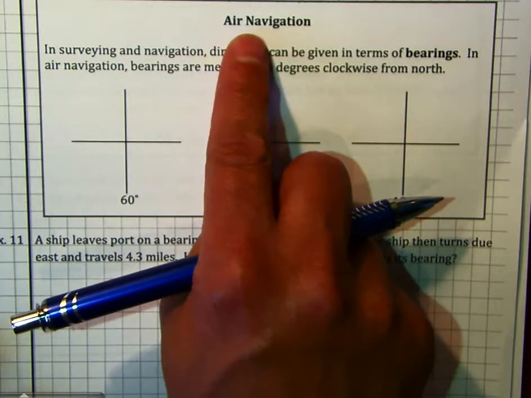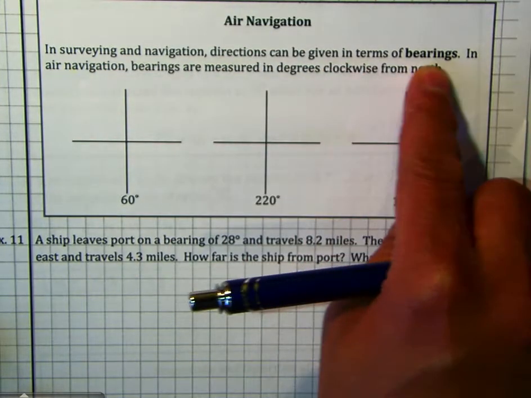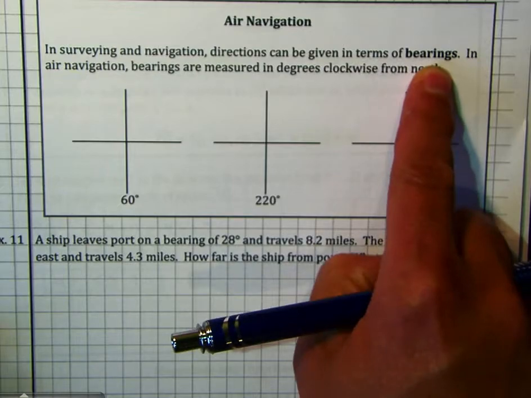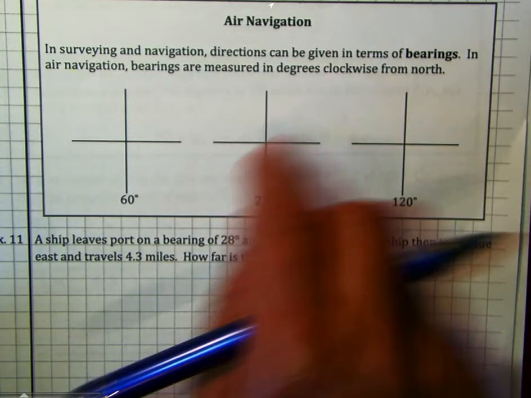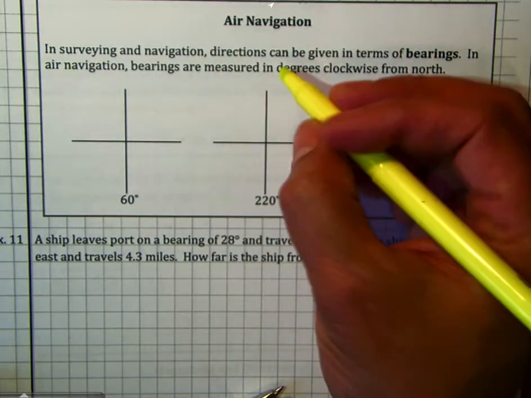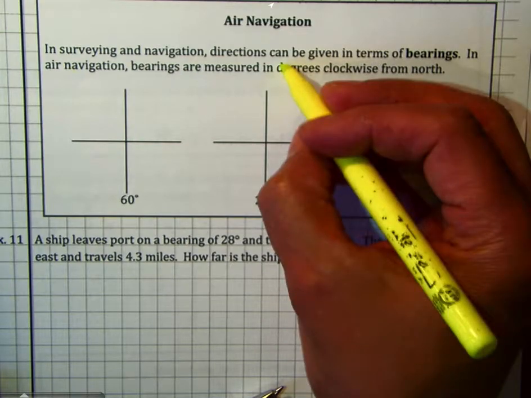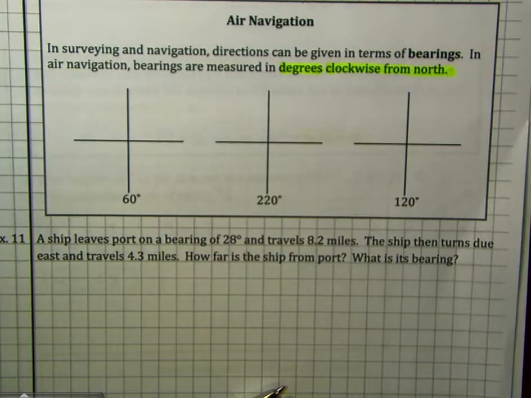So in the air navigation, in surveying and navigation, directions can be given in terms of bearings, and we've done bearings before. In air navigation, bearings are measured in degrees clockwise from the north. So bearings are measured in degrees clockwise from the north.